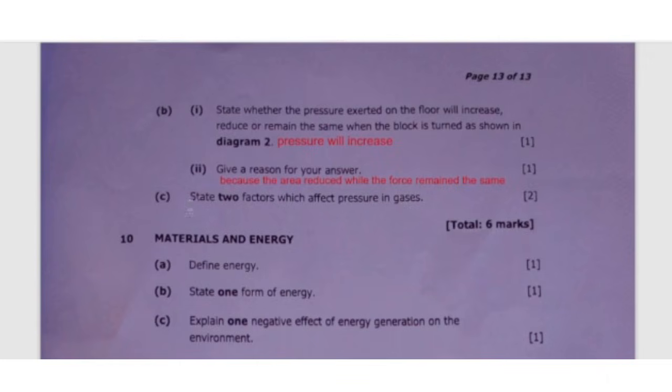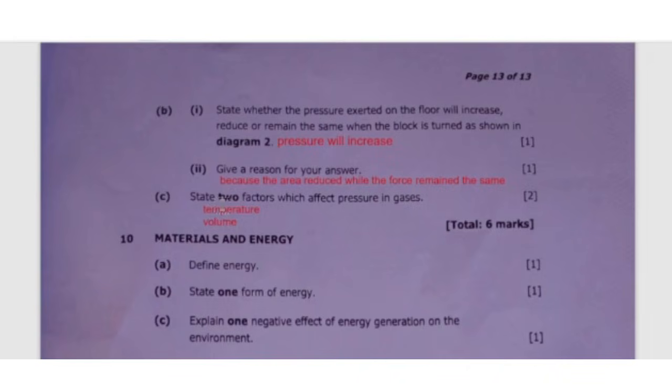So the other question is now question C, which is state two factors which affect pressure in gases. So the first one is temperature. Temperature affects the pressure in the gases. The other one is volume. Volume affects the pressure on the gases. Okay, so basically these are the two factors that will affect pressure in gases.